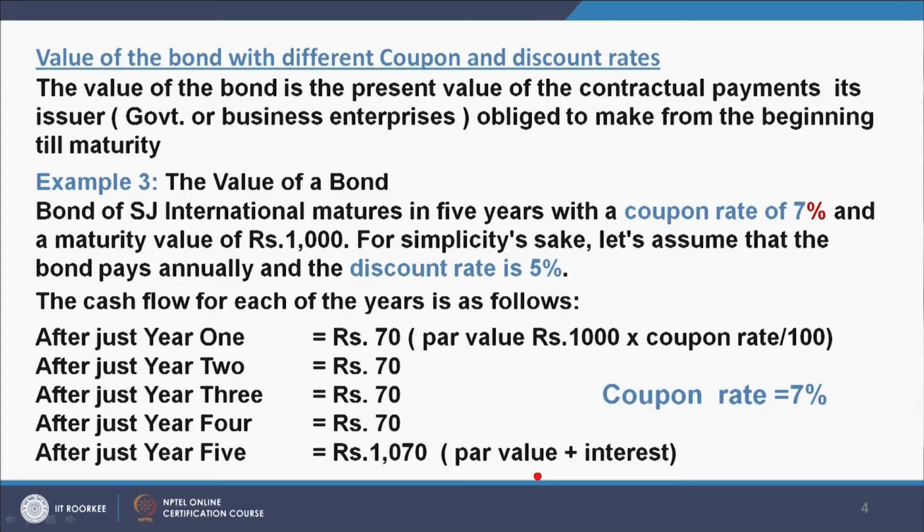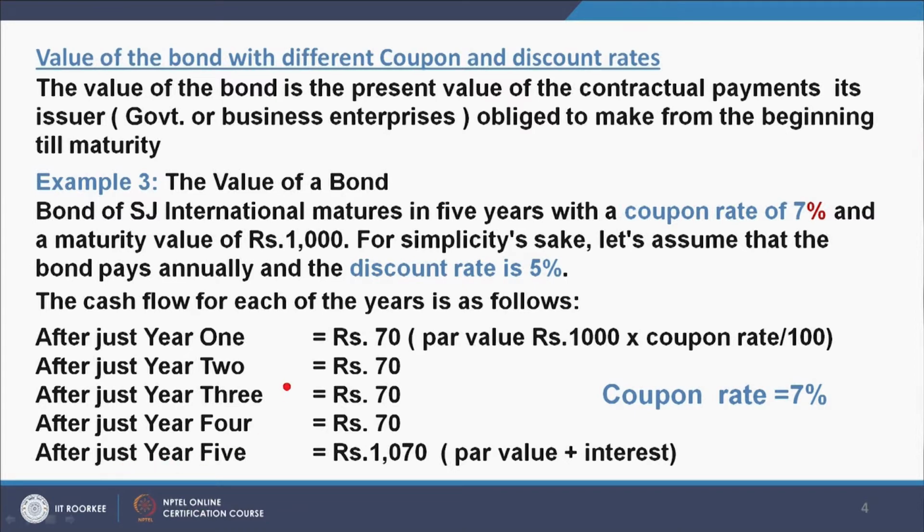The bond of SS International matures in 5 years with a coupon rate of 7% and a maturity value of 1000. For simplicity, let us assume that the bond pays annually and the discount rate is 5%. Here we see that the coupon rate is 7% and the discount rate is 5%, and hence the discount rate is different from the coupon rate. In earlier questions, the coupon rate was equal to the discount rate.